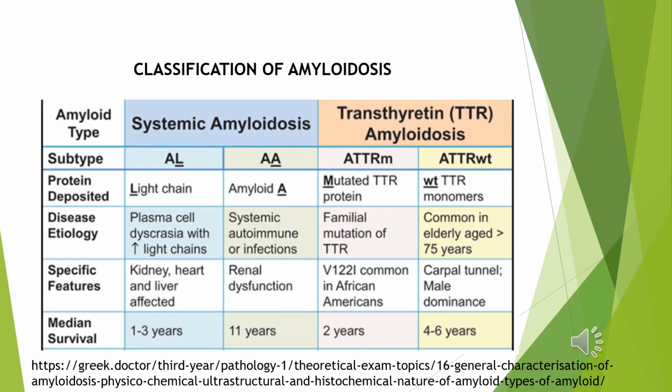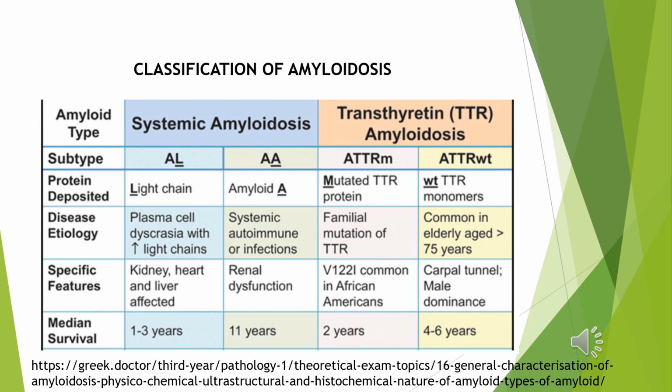So moving on to the classification of amyloidosis. There are two subtypes: systemic amyloidosis and transthyretin amyloidosis. Out of the systemic amyloidosis, there are further two subtypes, AL amyloidosis and AA amyloidosis. AL amyloidosis, as the letter L denotes, has majorly light chain protein deposition, whereas AA amyloidosis majorly has amyloid A protein deposition.